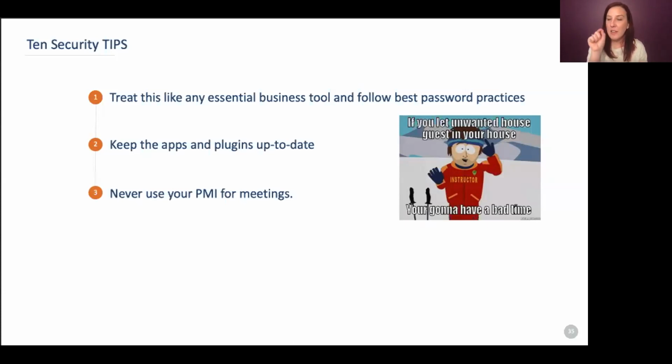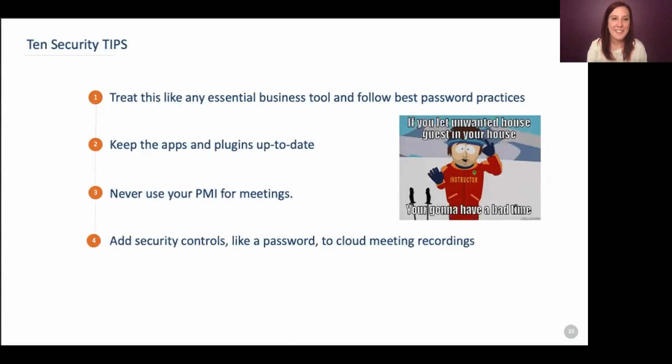Instead of letting it be on the button for PMI, you just switch it over to generate automatically and it's going to give you a random number. So always do that. If somebody has your personal meeting ID, they can listen into any meeting that is active. So let's use those unique meeting IDs.